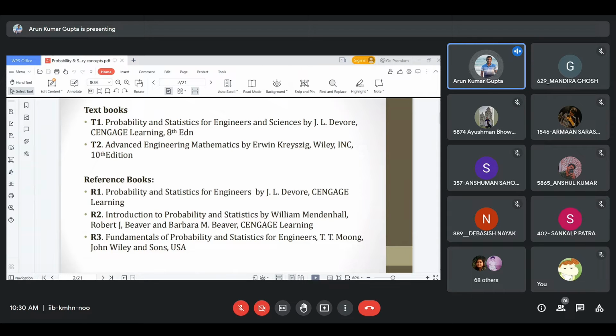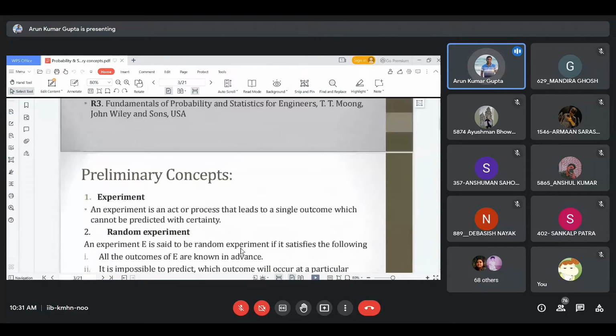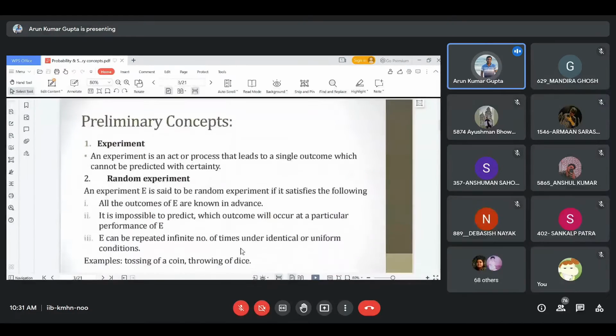And remember, your questions will come directly from this textbook only. The data may change, that means they will change the probability, change the numbers, and questions come in that manner. And another one is Fundamentals of Probability and Statistics for Engineers, John Wiley. All right, so let us start with the preliminary concepts of probability.